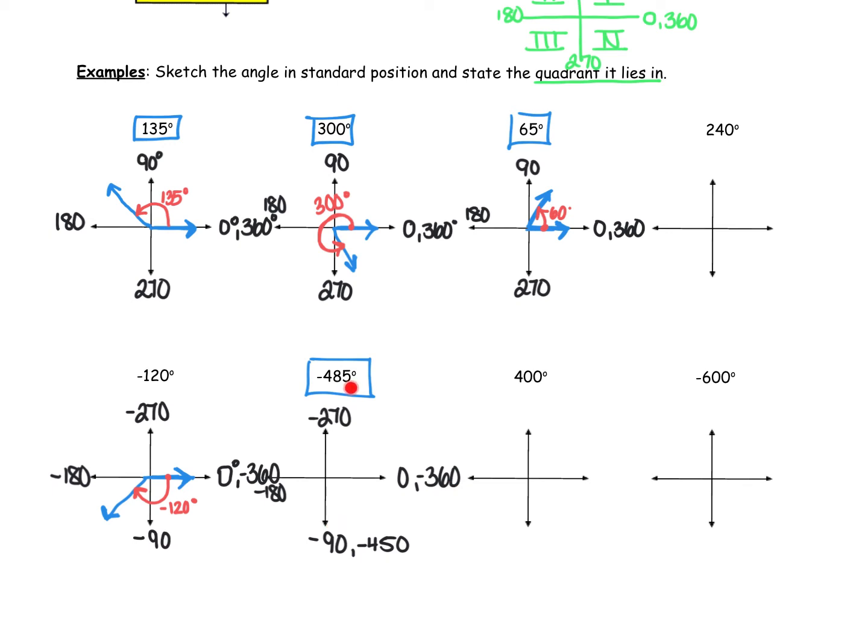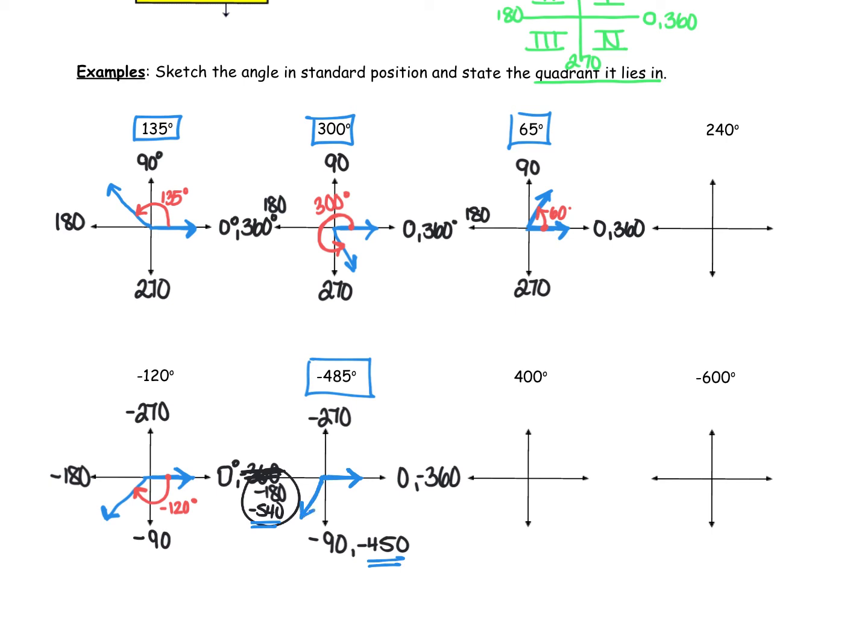That's still not enough because I need to go to negative 485. So I'm going to subtract 90 again, and that would give me negative 540. That's what this angle up there would be. So we finally found it. Now we have our initial side, which is here, and we need to graph negative 485. We know that negative 450 is here and negative 540 is here. So it's probably going to be somewhere over here.